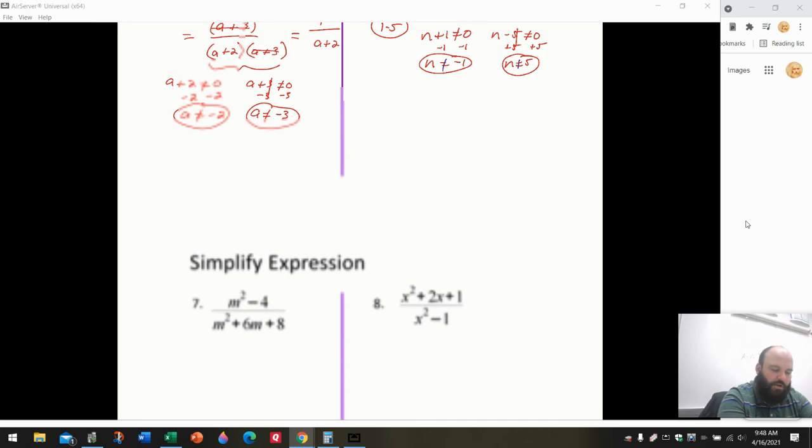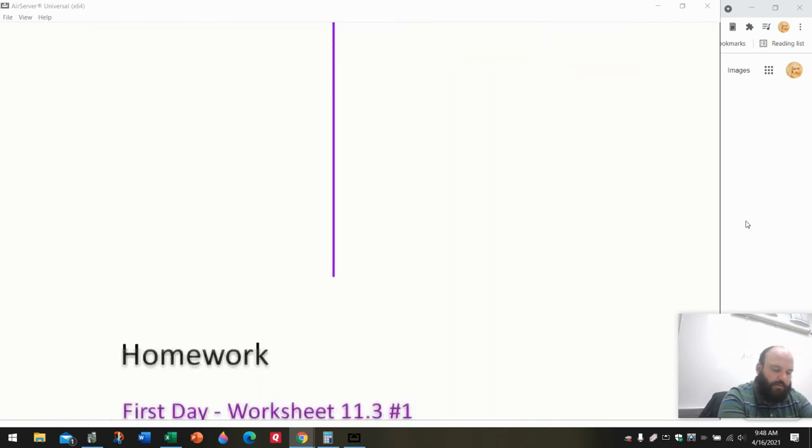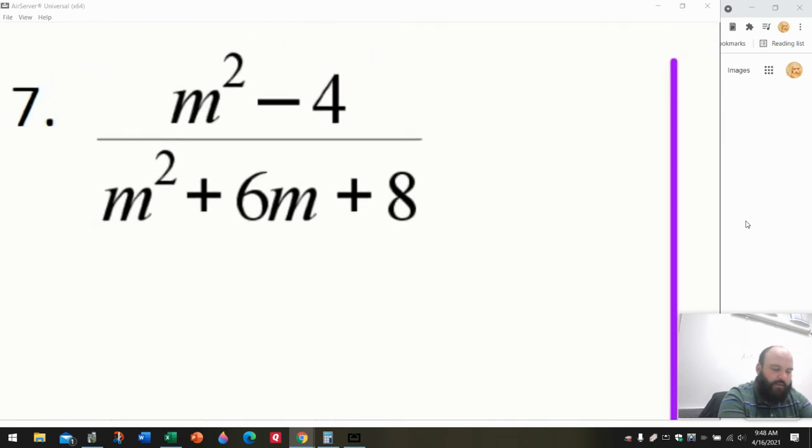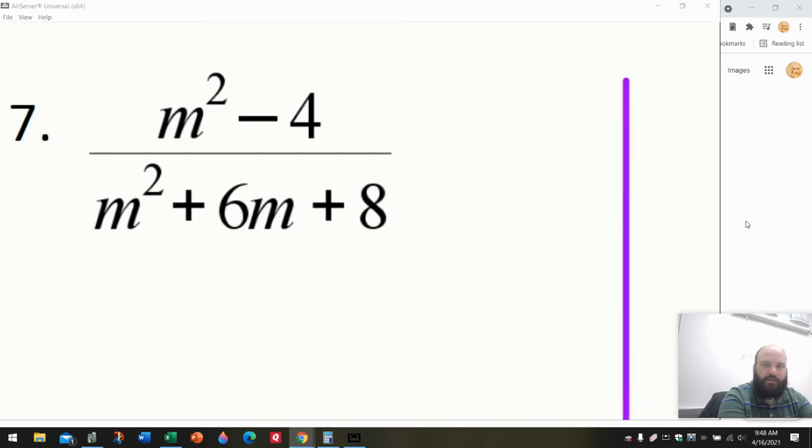So I have a couple more to show you. It's pretty much the same as the last ones here. So we have another expression. We have m squared minus 4, and then we have that divided by m squared plus 6m plus 8. So if you look at the m squared minus 4, you can see that if I were to expand this, this would be m squared plus 0m minus 4, like that.